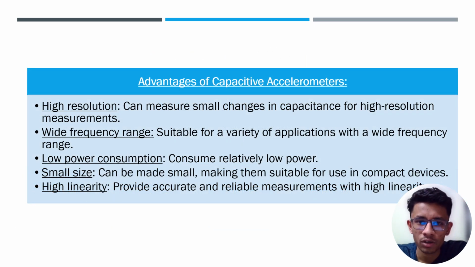Capacitive accelerometers offer several benefits, such as high resolution, enabling them to detect even minute changes in capacitance for precise measurements. They can operate across a wide frequency range, making them versatile for various applications. Capacitive accelerometers consume relatively low power, making them an ideal choice for energy efficient applications. Furthermore, their small size enables them to be used in compact devices where space is limited. These accelerometers also offer high linearity, providing accurate and dependable measurements with minimal distortion.